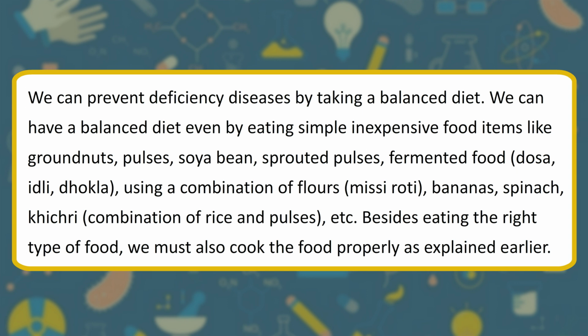We can prevent deficiency diseases by taking a balanced diet. We can have a balanced diet even by eating simple inexpensive food items like groundnuts, pulses, soya bean, sprouted pulses, fermented food, dosa, idli, dhokla, using a combination of flours, missi roti, bananas, spinach, khichdi, combination of rice and pulses, etc. Besides eating the right type of food, we must also cook the food properly as explained earlier.